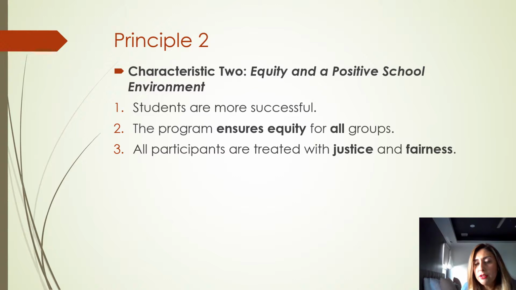We have finished Principle 1, and let's do a quick review. Principle 1 included the characteristic of vision and goals, and it included Key Points A through F. Now we are moving along to Principle 2, and with Principle 2 we begin characteristic number 2 of the program, which is equity and a positive school environment where students are more successful. The program ensures equity for all groups, and all participants are treated with justice and fairness.